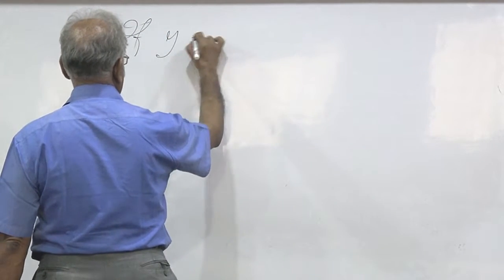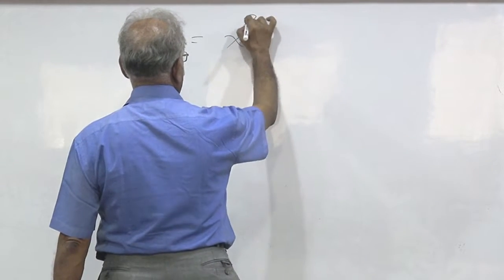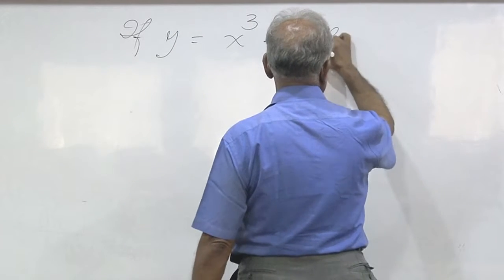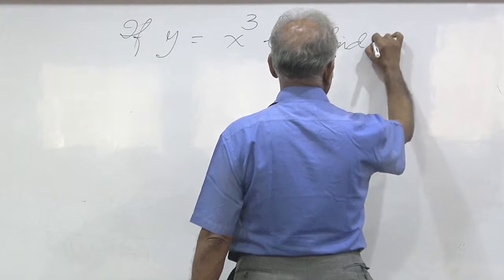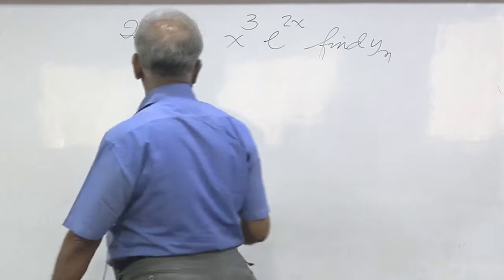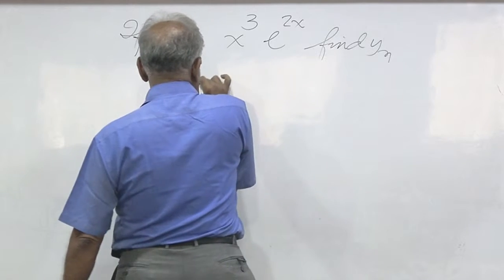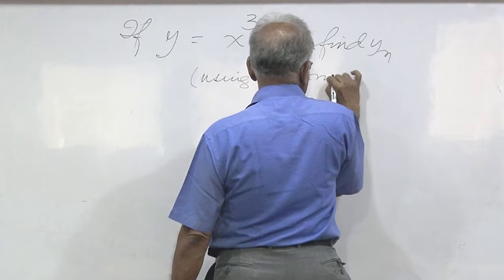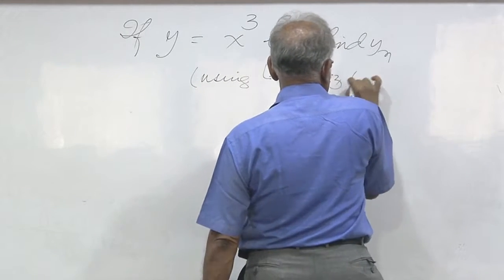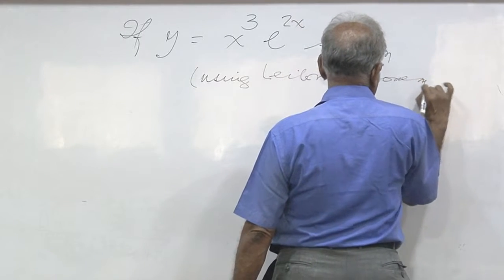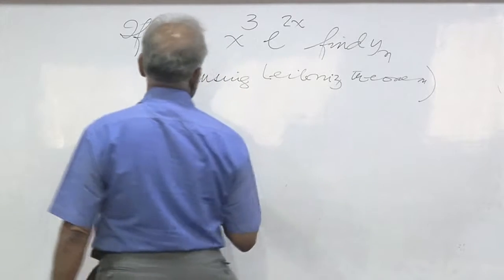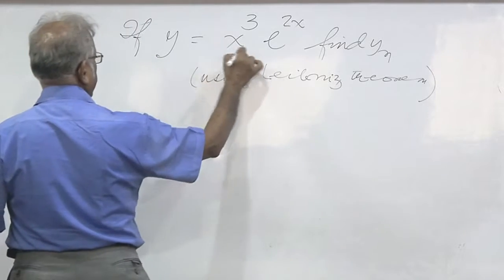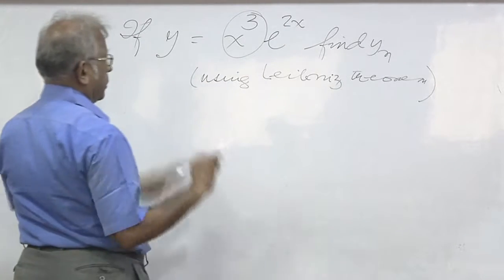If y is x to the power of 3 e to the power of 2x, find y_n. We must use, obviously, Leibniz theorem. Now, this x cubed, we will write this as u. So, here we go.